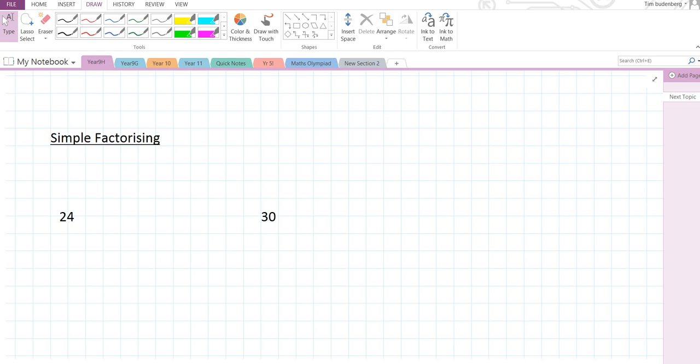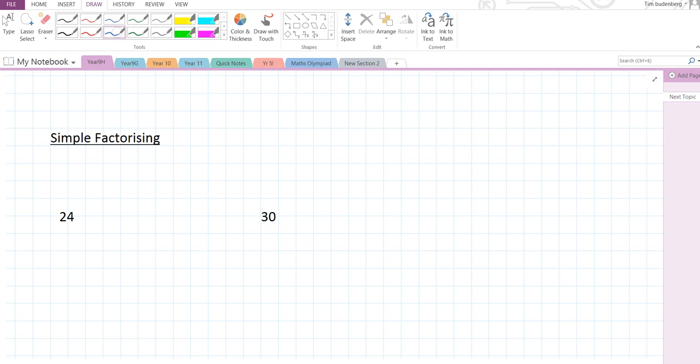So, can you please get out your notebooks? What we're going to look at today is simple factorising. Once again, please ask the relief teacher to pause me if I'm going too quickly for you to keep up with the notes. And I will be going quickly today.